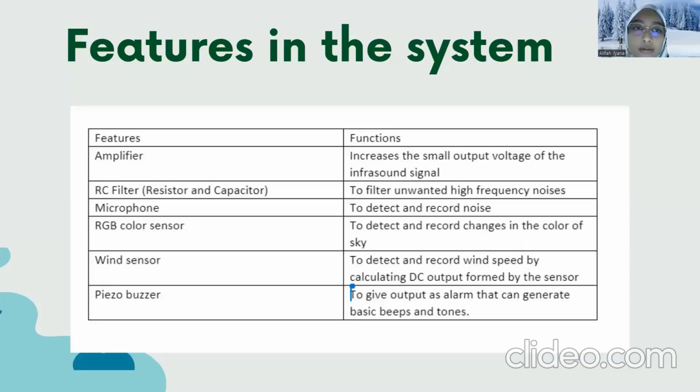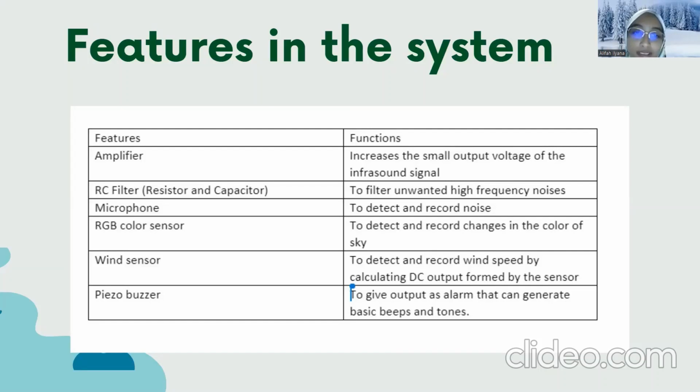Okay, so with that being said, these are the features in the system. One of them is the amplifier, used for increasing the small output voltage of the infrasound signal that we obtain from the mic, and the RC filter, which is a low pass filter to eliminate the high frequency noises. The microphone is used to detect and record the infrasound signal.